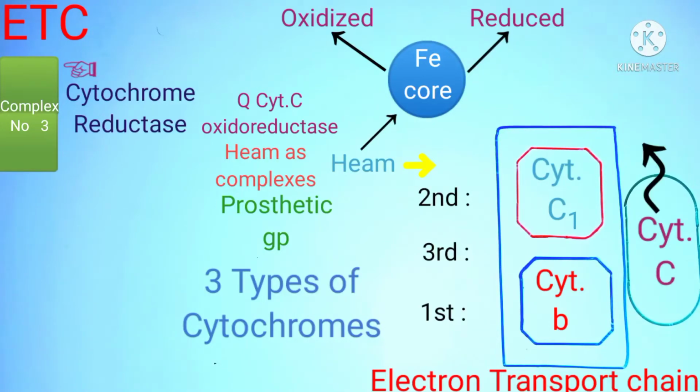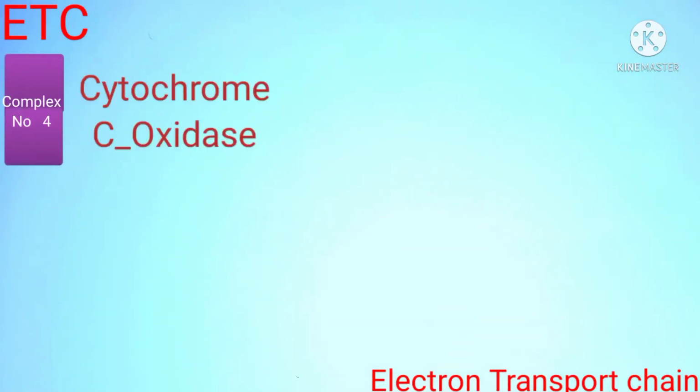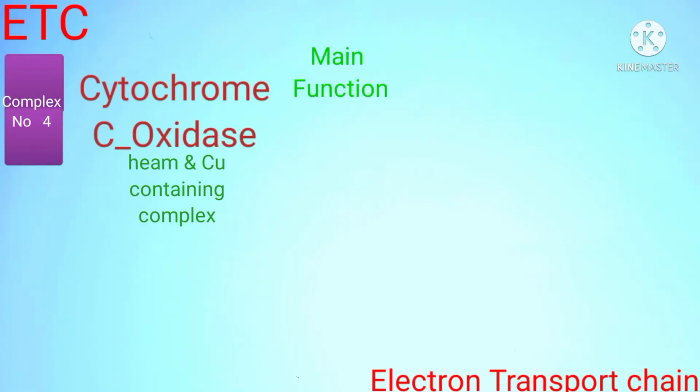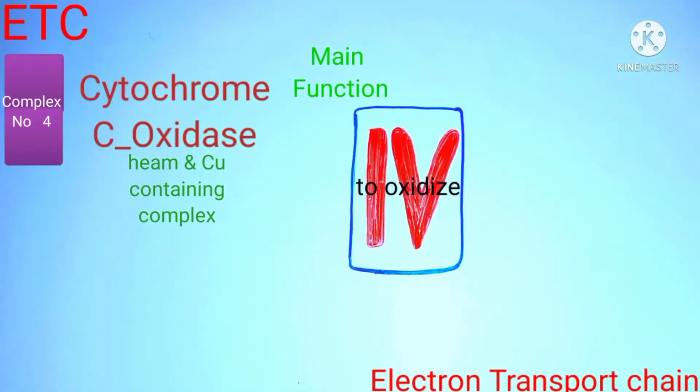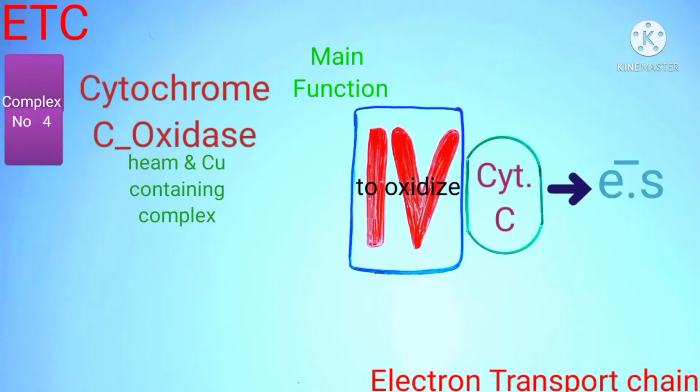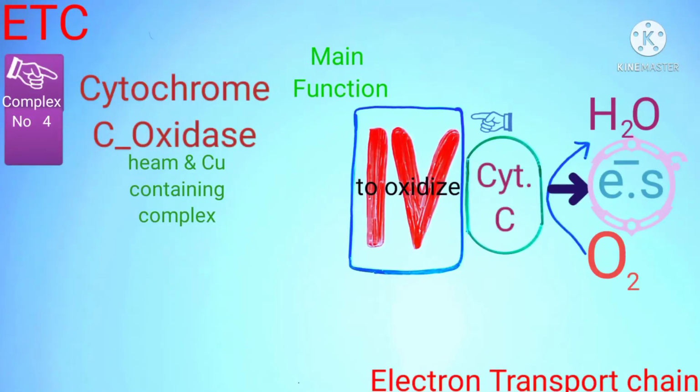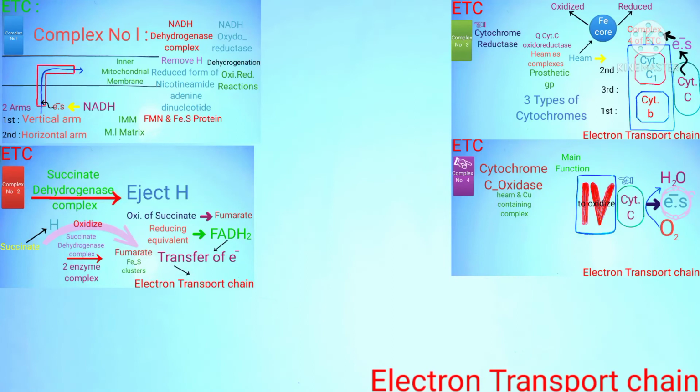Cytochrome C then transports its electrons to complex 4 of the electron transport chain. Complex 4 is called cytochrome C oxidase. It is a heme and copper containing complex. The term heme I have already told you. The main function of complex 4 is to oxidize cytochrome C, that is, to receive electrons from cytochrome C, and then utilize those electrons for the reduction of oxygen to water. In this way it is called cytochrome C oxidase. So students, all these are the 4 enzyme complexes of the electron transport chain.